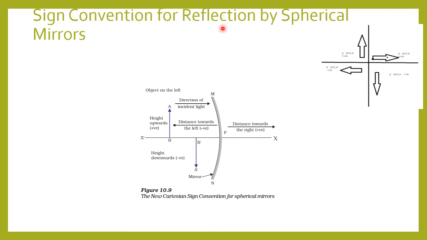Sign conventions for reflection by spherical mirrors. Now there are some sign conventions. Supposing this is a mirror, what sign will you use for object, image and focal length of the mirror? So let us see one by one.